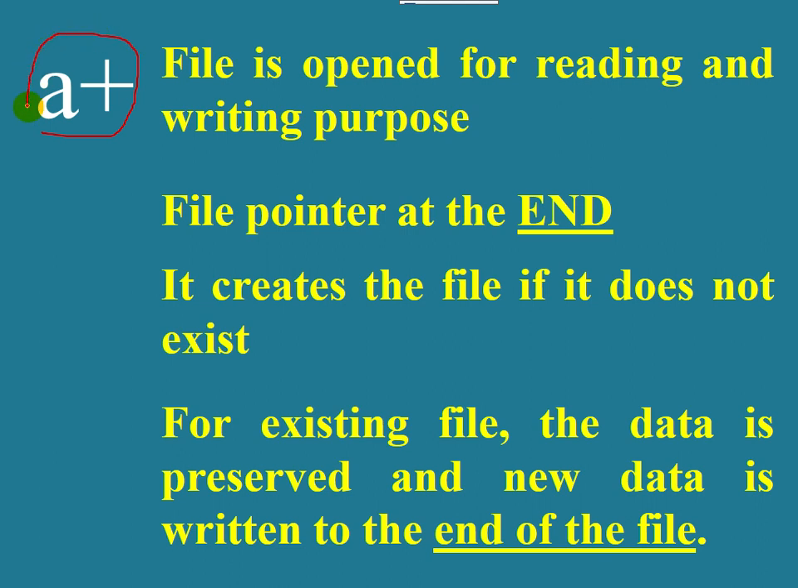Now A plus, what is the meaning of A plus? Appending the data, writing the data and reading also. So if you open a file in A plus mode, the file is opened for writing and reading purpose. The file pointer is at the end of the file because A is there. Okay, and if the file does not exist, the program will create the file and the data will be written to the newly created file. But to which position will the data be written? The data will be appended to the file, written to the end of the file. So please make a note of that.